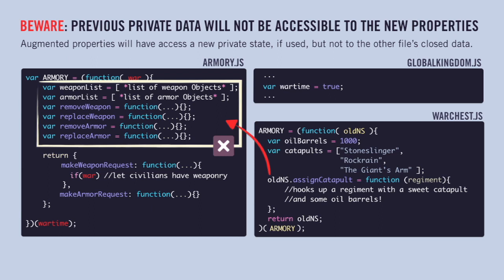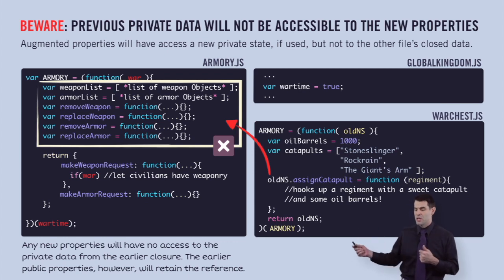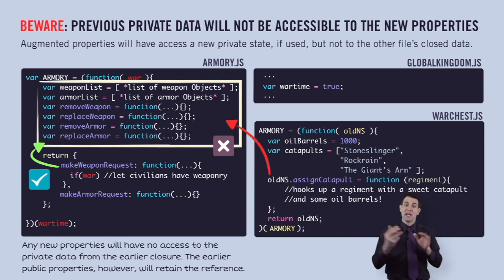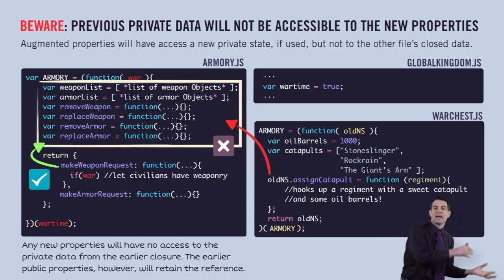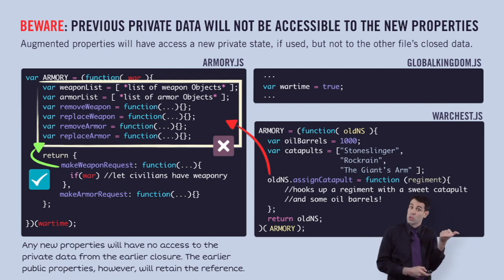Very important to note. That means that any new properties are not going to have any access to all that old private data that we made. They will still be there. The earlier public properties that we had produced in the previous function, all those references to the closures will still be there for that. But any new properties will not have access to the old closed data, only to its new closed data.